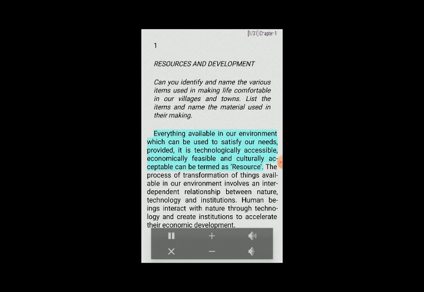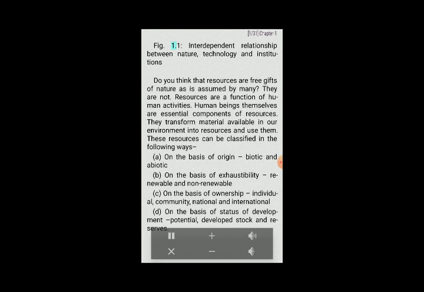Everything available in our environment which can be used to satisfy our needs, provided it is technologically accessible, economically feasible, and culturally acceptable, can be termed as resource. The process of transformation of things available in our environment involves an interdependent relationship between nature, technology, and institutions. Human beings interact with nature through technology and create institutions to accelerate their economic development. Fig. 1.1. Interdependent relationship between nature, technology, and institutions.